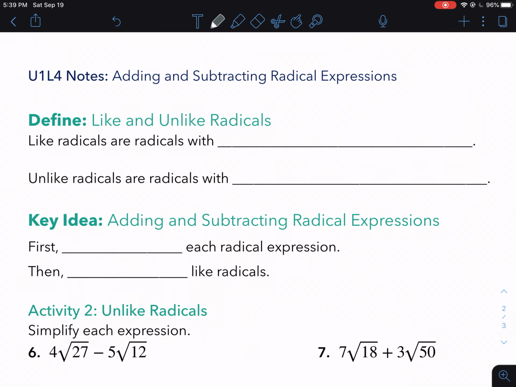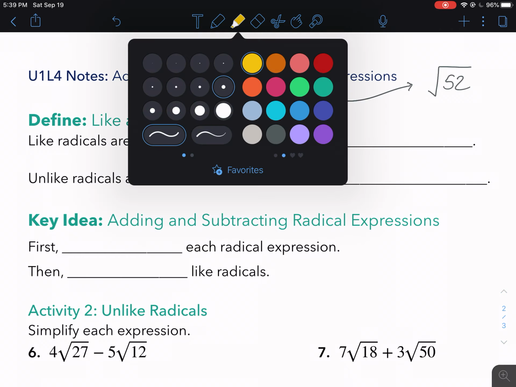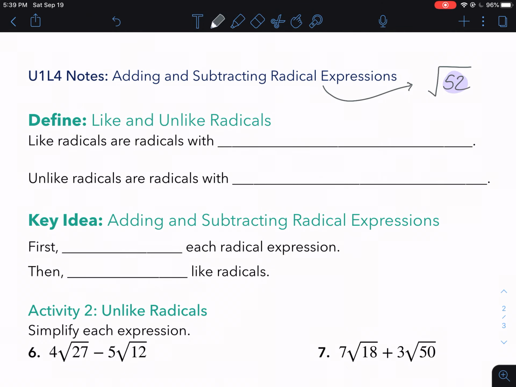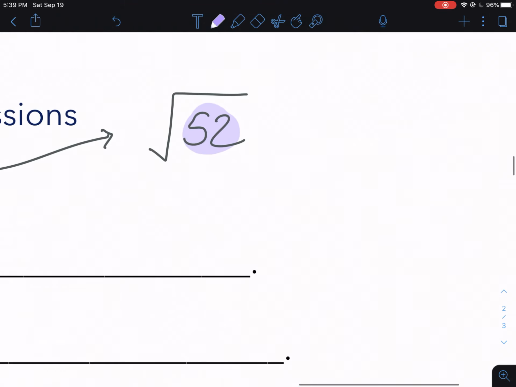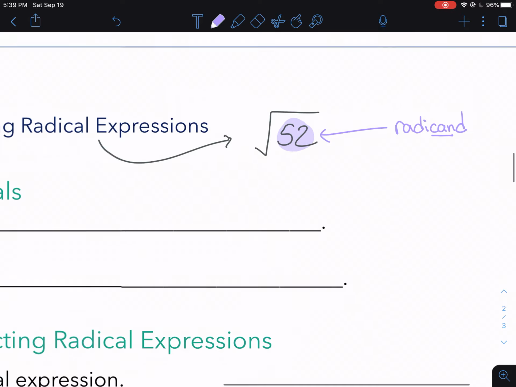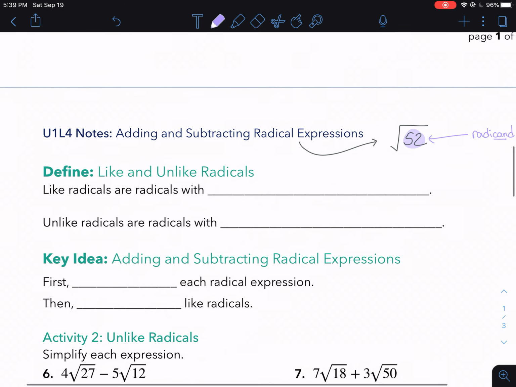Now, let's talk about like and unlike terms. You'll remember from talking about radical expressions, when you have a radical expression, the thing underneath the radical, let's say if you're like 52, for example, the thing underneath the radical we call the radicand. That's what I mean. The thing, the number, the expression that's underneath the radical is called the radicand. We're going to put the can in radicand today because you can do it. So like radicals are radicals with the same radicand.